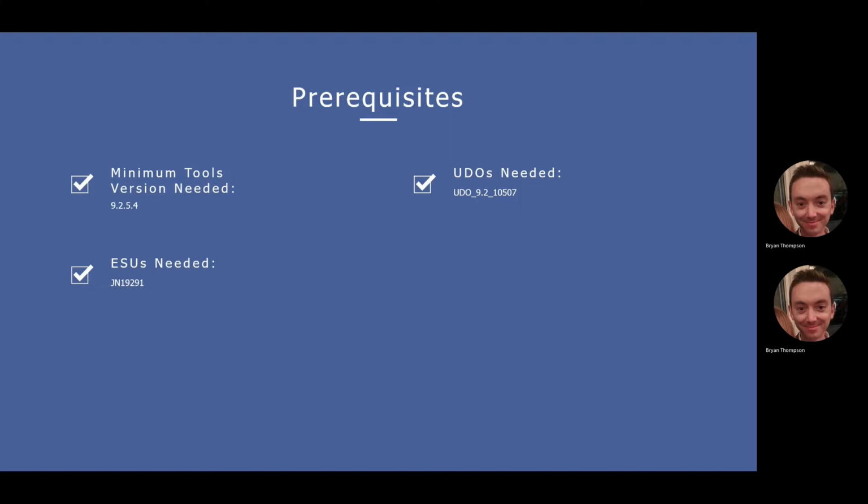So in order to take advantage of this visual application, you will need to be at a minimum tools version of 9.2.5.4. You will need to take ESU JN19291. I will cover the objects included in that ESU shortly, just for awareness. And then you'll also need to download and install UDO pack 10507. This delivers some UDO objects, one in particular, needed for the visual app to load.